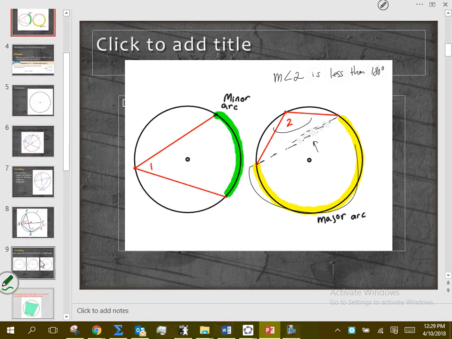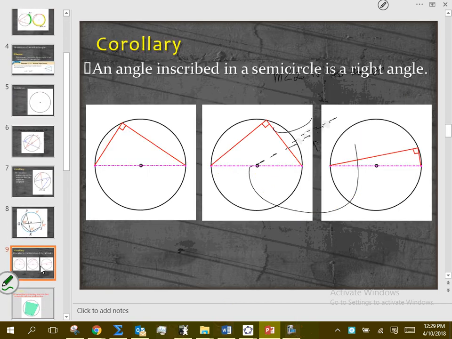an angle inscribed in a semicircle, that's the way we verbalize it, an angle inscribed in a semicircle, okay, then that angle is a right angle, okay, because the hypotenuse of that right triangle is actually the diameter of the circle, right? Or the diameter of the circle is the hypotenuse of the right triangle. Okay?